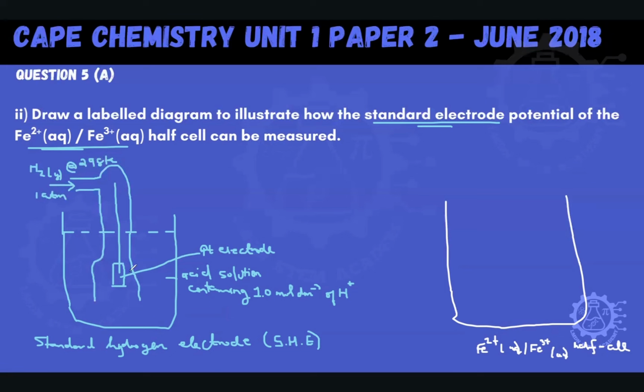It's coming in. We have a platinum electrode. We have our solution here. It's an acid solution containing 1 mole per dm cubed of H+. And then this closure that I drew here. So let me just make it balanced on that side. Let me just do it like that.